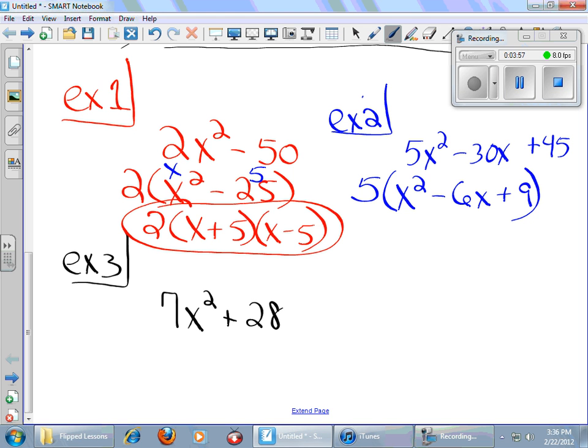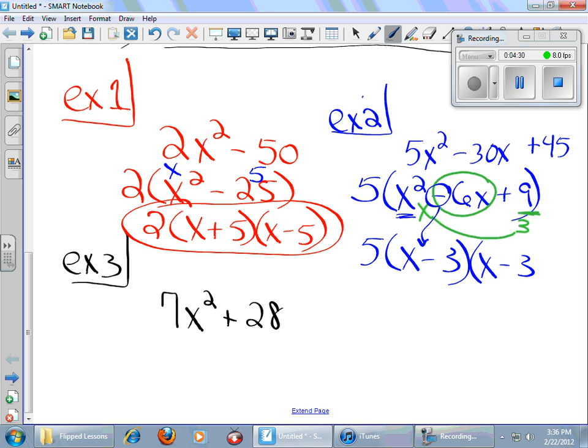Now I look at this trinomial inside the quantity, and I see I have a perfect square here. Its square root is x. I see I have a perfect square here. Its square root is 3. I multiply the 3 times the x and then double it. And sure enough, I get the 6x. So this one is going to factor as 5 times the quantity of x. What sign am I going to put for the 3? Well, I'm going to use the sign of the middle term, minus 3. Now I have 2 choices. I could write it long ways like this, and that's a great answer, or I could write it like this. Either one will be acceptable.